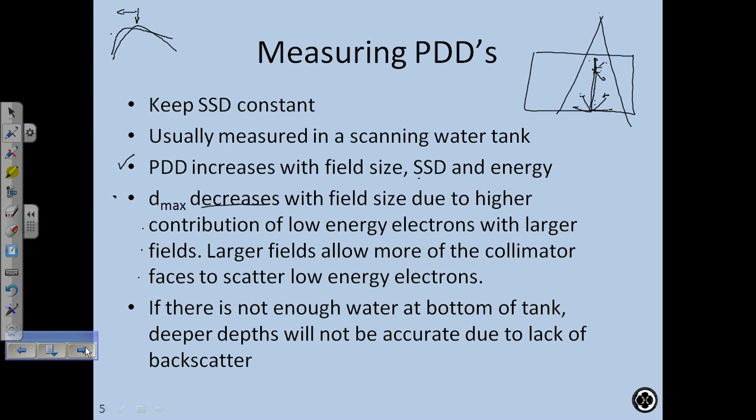So PDDs always assume full scatter, and that in a patient is not 100% accurate, because in the back of the patient there's not full scatter. But we have to make an assumption at some point. We have to choose either full scatter or not full scatter. So we always scan with full scatter. Let's think about the implication of that.